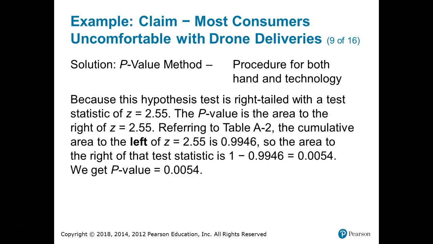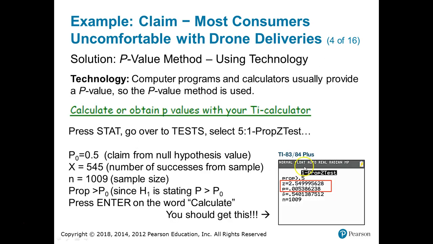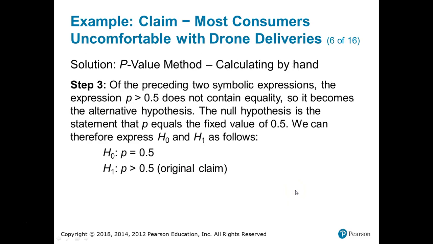Referring to table A2, the cumulative area to the left of 2.55 is 0.9946. So we want the area to the right of that. So we have to do 1 minus 0.9946, which equals 0.0054. So we get a p-value of 0.0054. Again, that showed up over here as well.